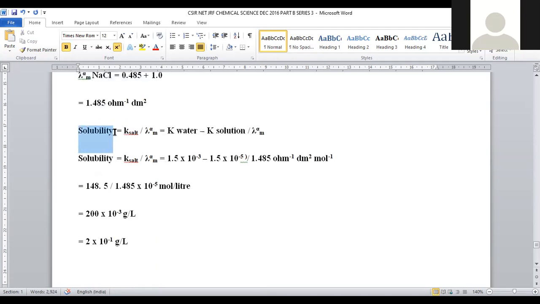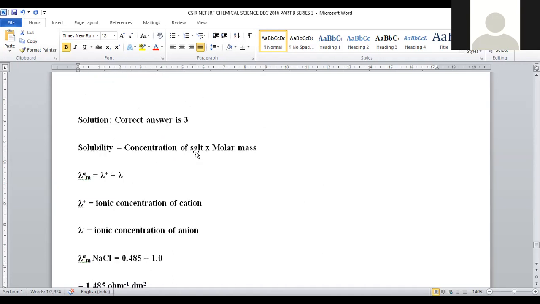Now we have to take the solubility because we have to predict the solubility, right? Solubility is equal to K salt by lambda. K salt is nothing but K solution minus K water. How is this generated? In water we are dissolving the salt, right? So that's why solubility is given as K solution minus K water by lambda infinity. So K salt by this lambda infinity is equal to K water.